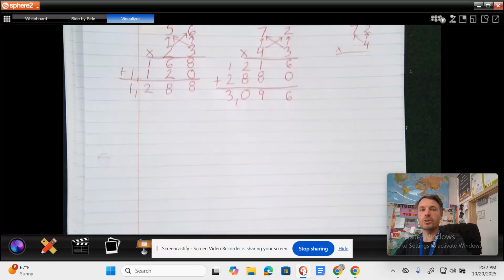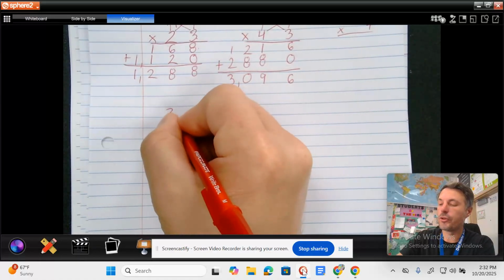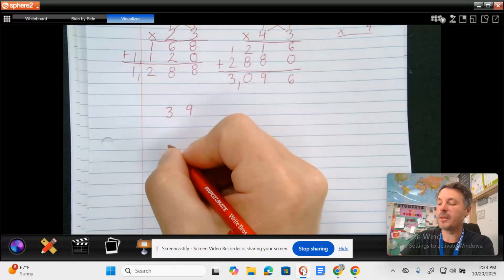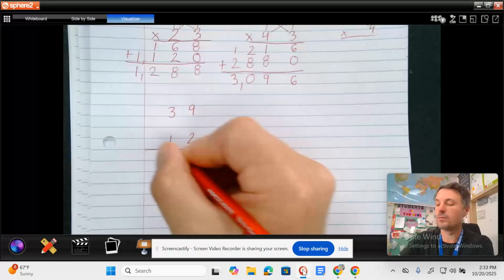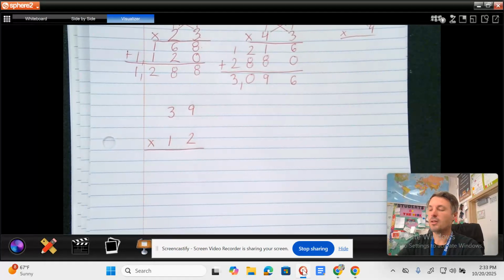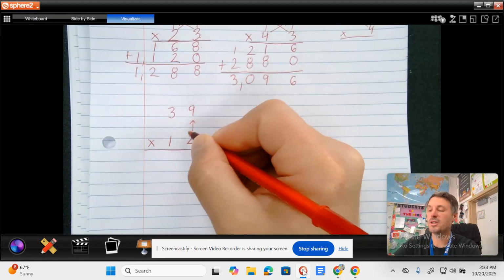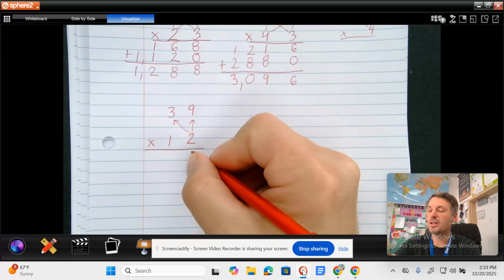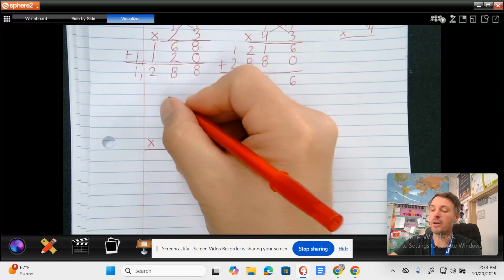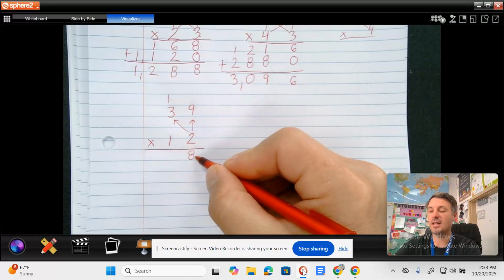Okay, let's do a couple more together. Let's say we have 39 times 12. Okay, we start by multiplying the ones place on bottom by both place value positions on top. So we do 2 times 9 first, that's 18. We carry the 1 above the 3. See, that's the 1 in 18, that's the 8 in 18.